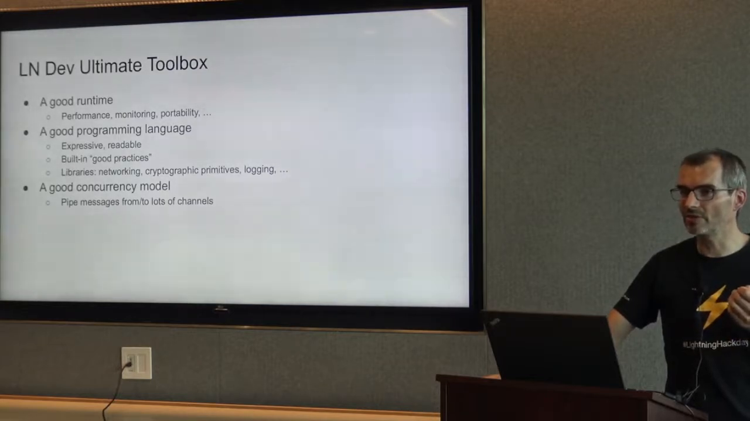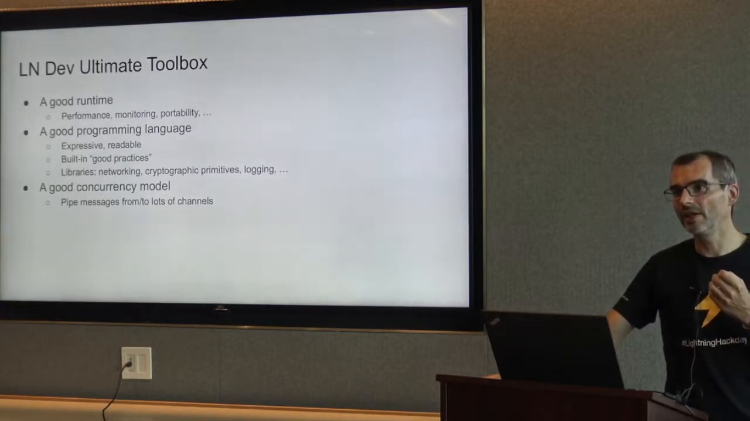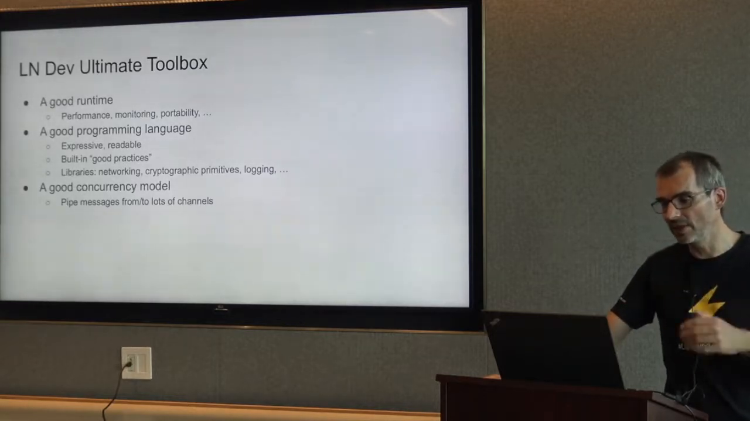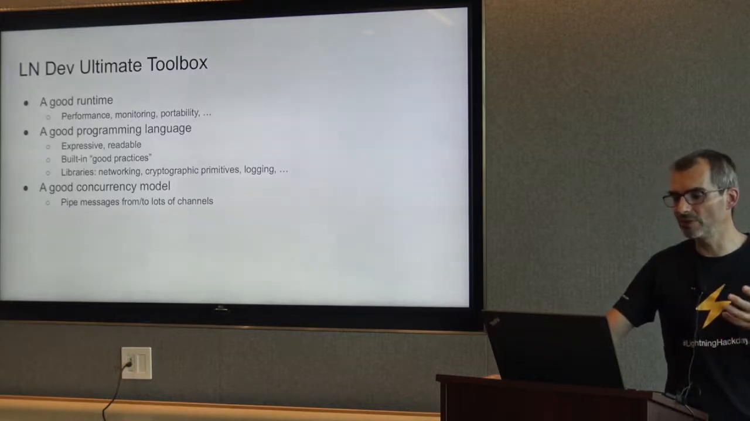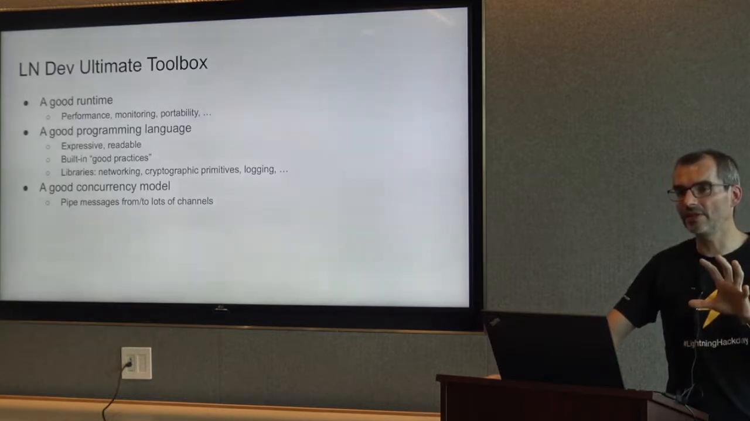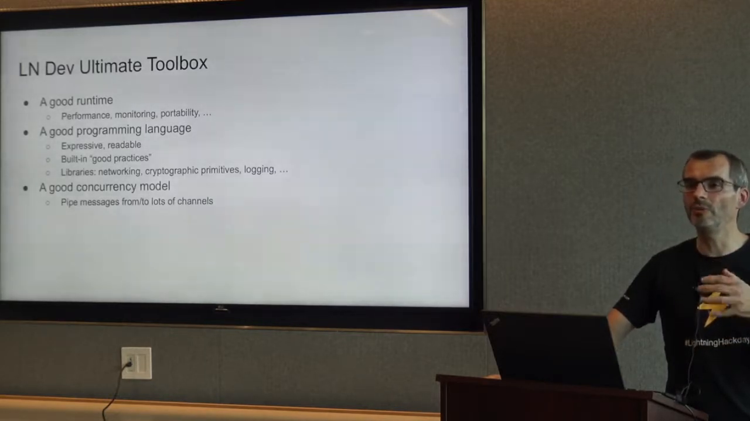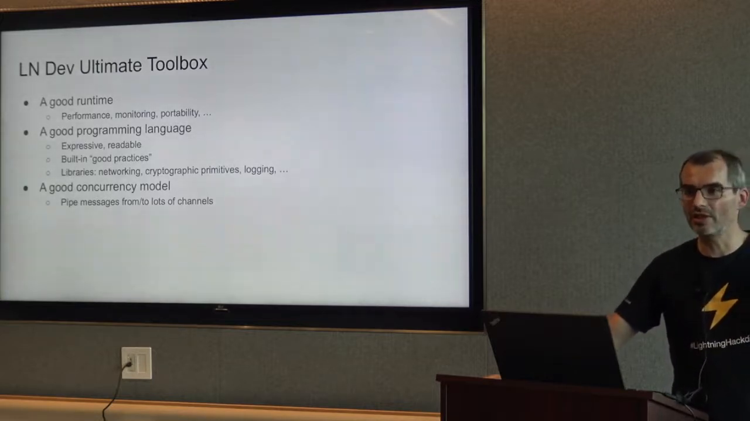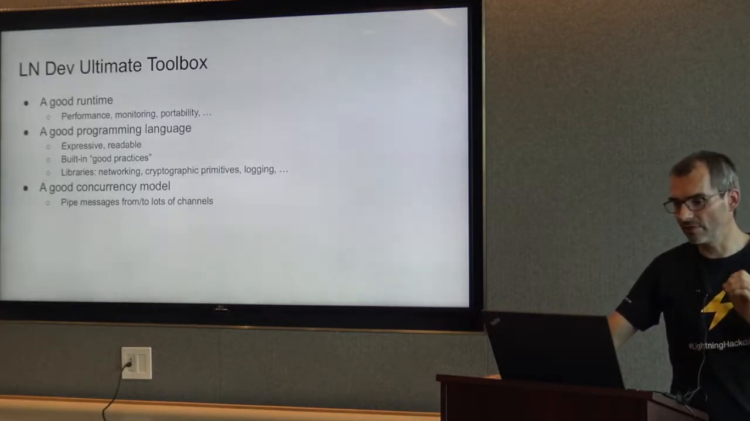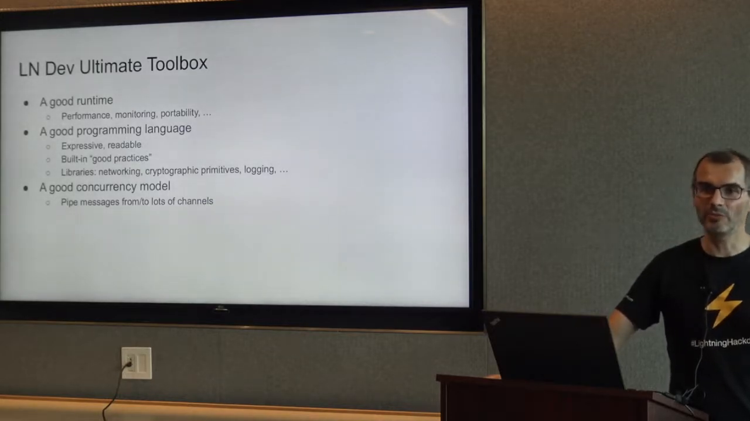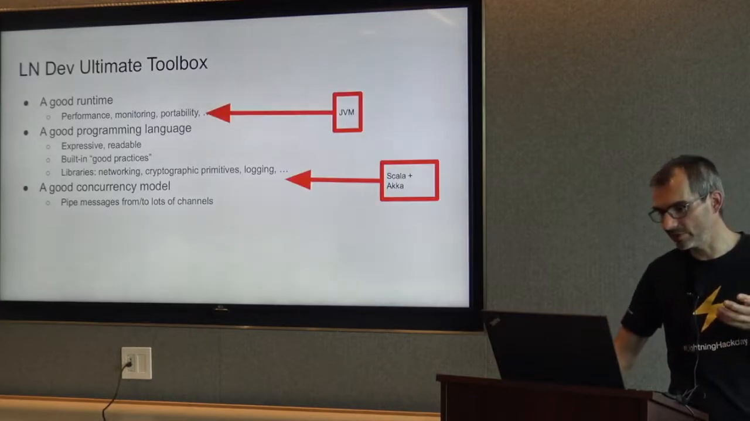So we wanted something that was readable and that would also convey intent, what we were actually trying to do, and just not the code. And we needed good libraries, good primitives, logging libraries, and a very good concurrency model. In Lightning, that's very important. The way you implement concurrency is very efficient. You don't want to have concurrency bugs. You don't want to be chasing what was going on between your different channels and your peers and your connections. So these were the most important criteria, in our opinion: the runtime, the programming language, and the concurrency model.